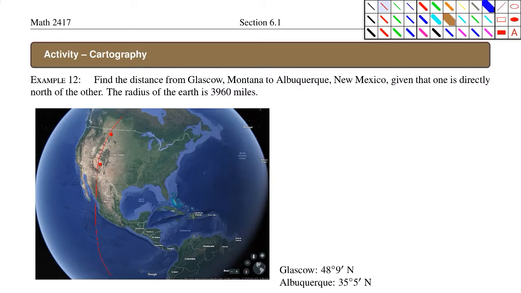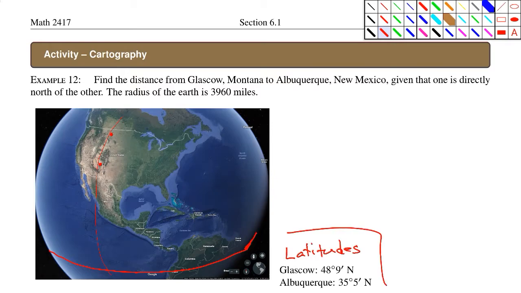And let's put in the equator. Equator is probably about right here. It goes through Ecuador. That's why it's called the equator. All right, there we go. Now, the measurements for these latitudes are given right down here.